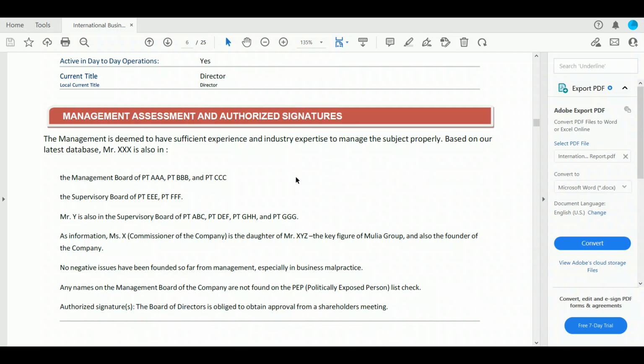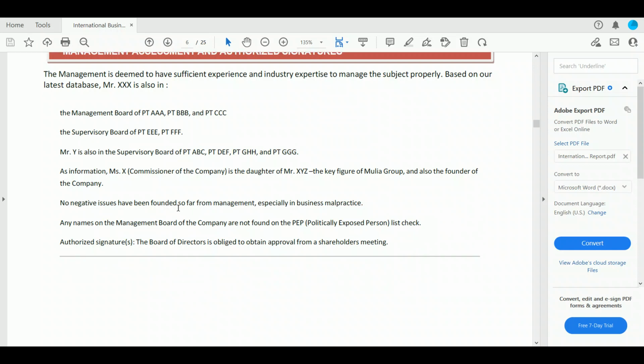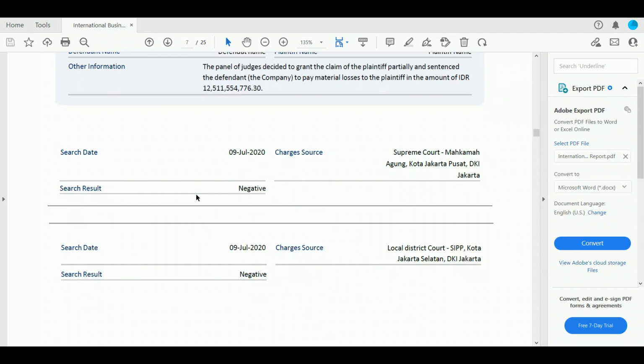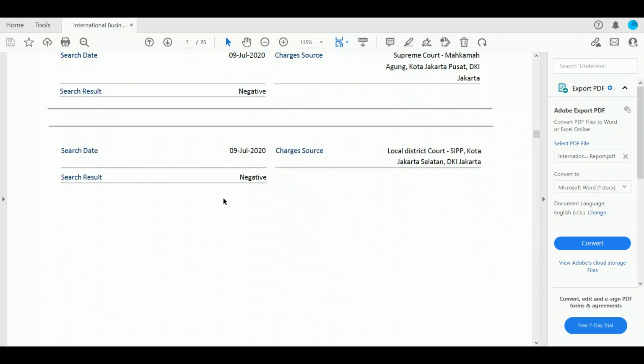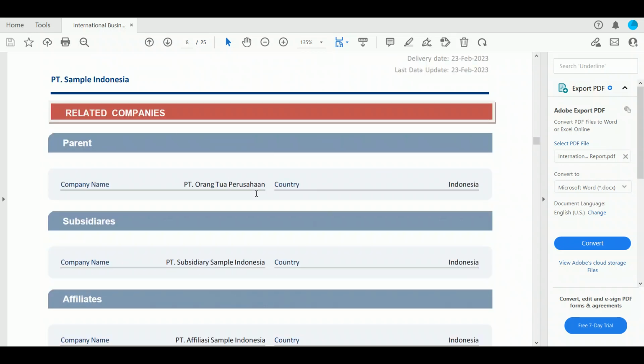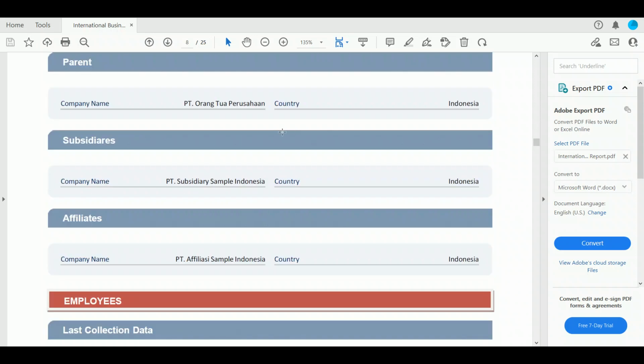Next is the management assessment information. This section is basically to check whether the management has any politically exposed person information, and whether it can be found from the database. Is there any negative issues that can be found? Okay, next is about the litigations information, whether the company has any suit case or any legal cases. Next is the related companies, who are their parent company, if any, who are their subsidiaries and affiliates.